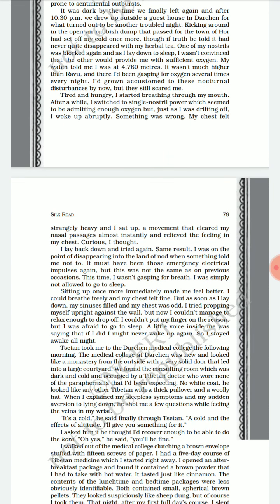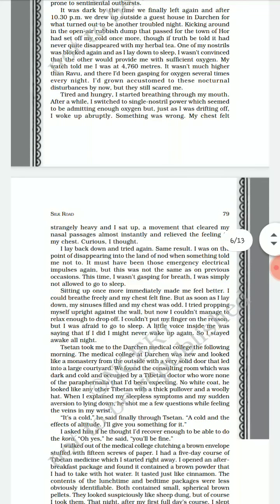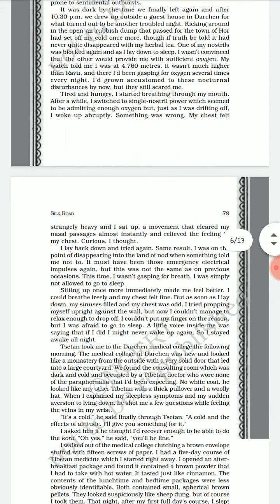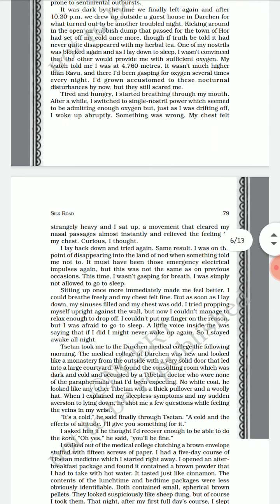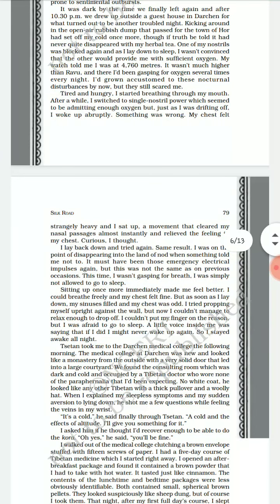So I repeat, it wasn't much higher than Ravu, and there I had been gasping for oxygen. Gasping means desperately searching for oxygen to breathe, several times every night. I had grown accustomed, means used to, these nocturnal disturbances by now. Nocturnal means that happens during the night. I had grown accustomed to these nocturnal disturbances by now, but they still scared me.